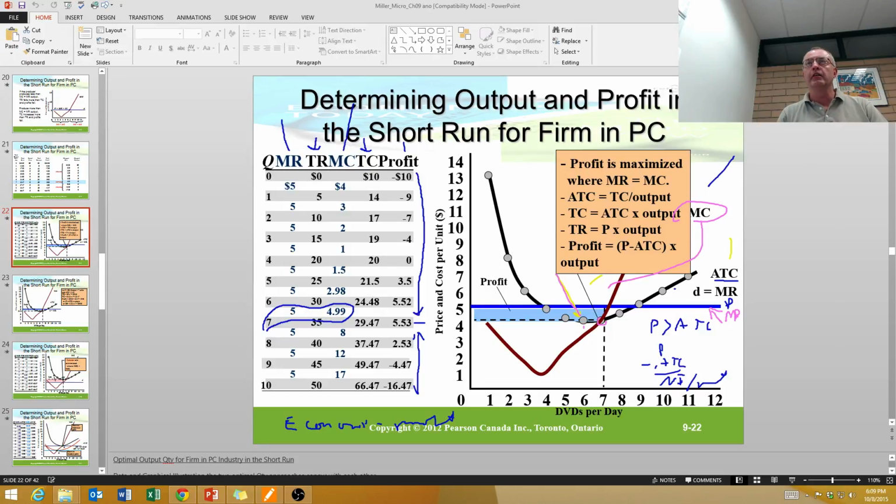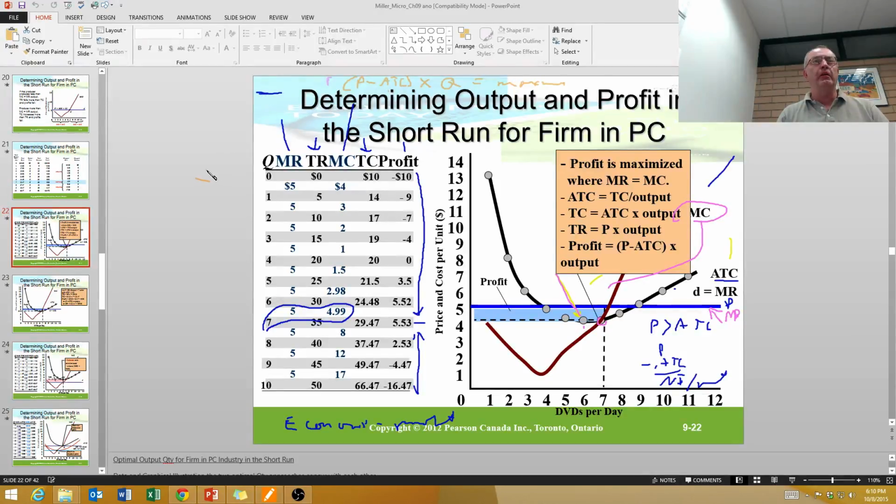Rather, the profit maximizing point is the point where price minus average total cost times quantity is maximized. Not the point of minimum average total cost. I do have room here. Okay, so I didn't know I could print over there.